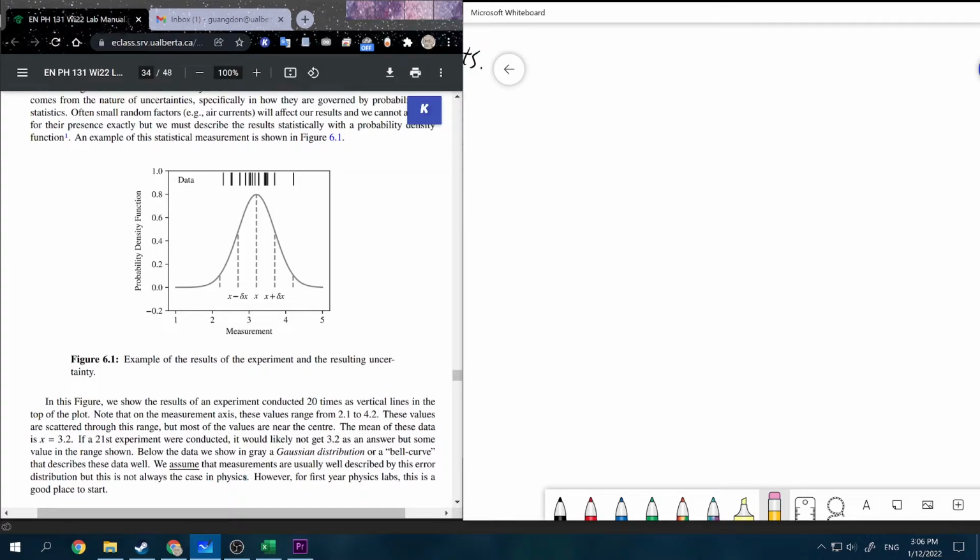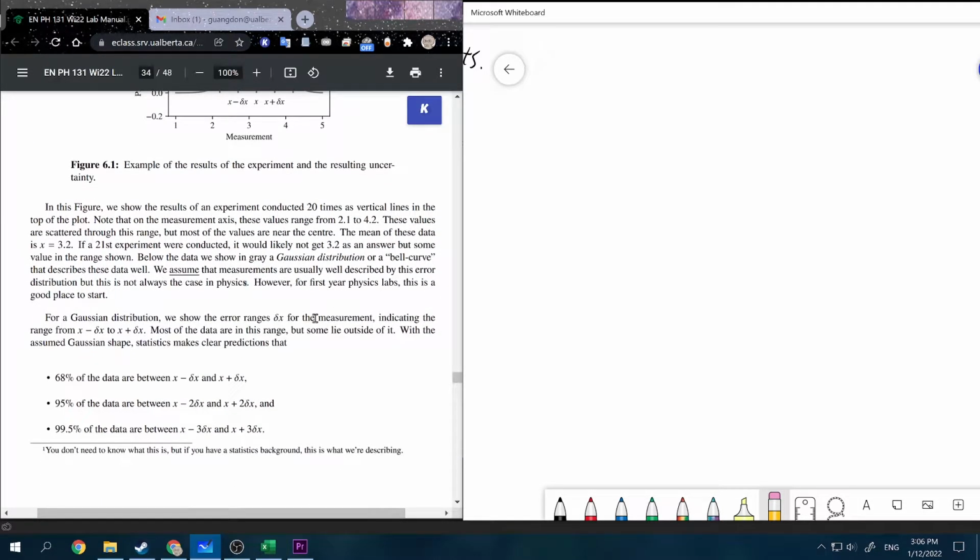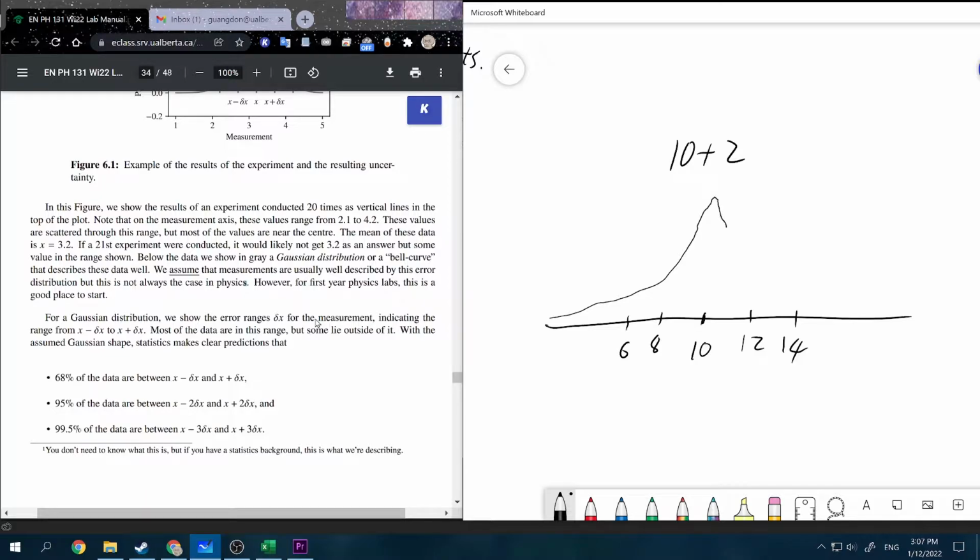So in an actual experiment, there might be a question asking you, is your measured value matching the theoretical value? How do you go about that? Let's give an example. Let's say I have measured 10 plus minus 2, and then it looks like, let's say 10, and then this is 8, this is 12, and then I have 6 and 14. If this matches a normal distribution, the thing should look something like that, right?